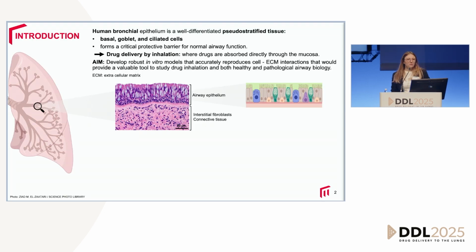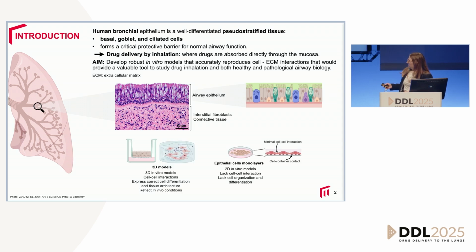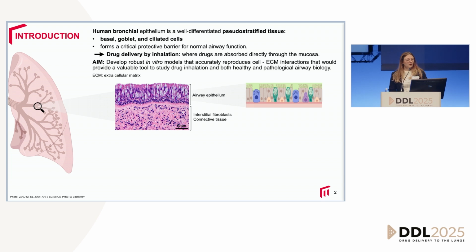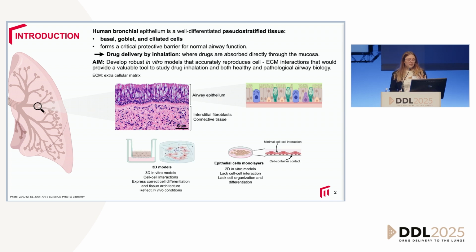So you probably already know that the human bronchial epithelium is a well-differentiated pseudostratified epithelium composed of basal cell, secretory cell, and also ciliated cell, and it's resting on a connective tissue with interstitial fibroblast. And here in this conference, we are interested in drug delivery, right? And we want to understand how the drug can permeate the mucosa. And to develop a 3D model that better reproduces cell interaction with the matrix would be a really useful tool to study this drug inhalation and also to study the lung biology.